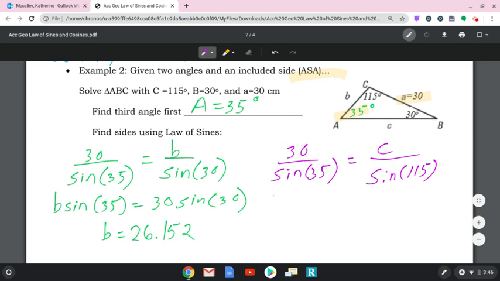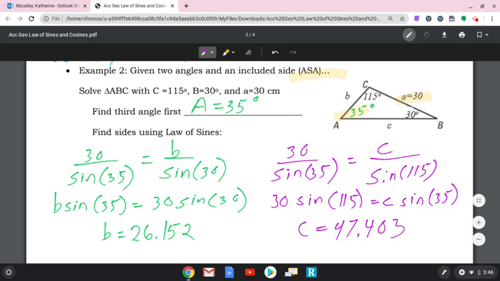Again, I cross multiply. 30 times sine of 115 is going to equal C times sine of 35. So I want to find that C. I'm going to take 30, multiply it by that sine of 115 in my calculator, close that parenthesis, and then divide it by the sine of 35. And I'm going to get C to be approximately 47.403. So I now have found my three unknowns of my triangle. A is 35, B is 26.152, and C is 47.403.